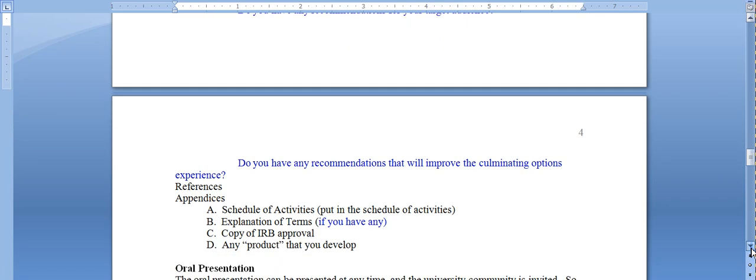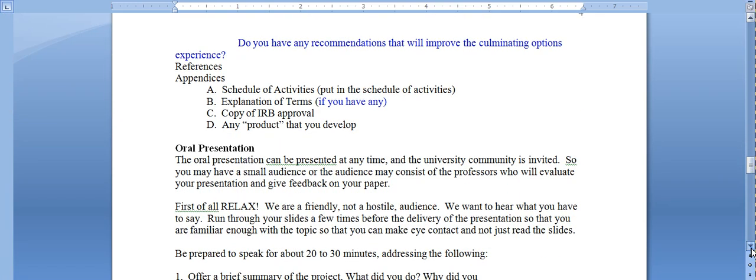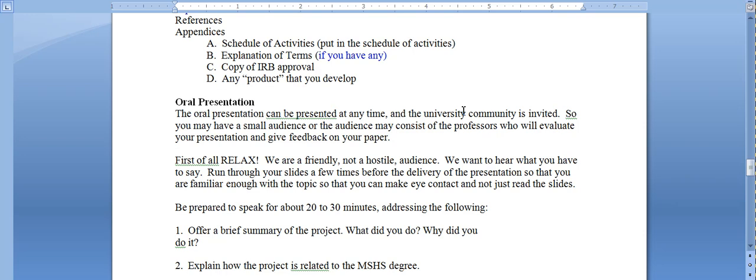Then you're going to have your references, and you're going to have your appendices, which will include the schedule of activities, explanation of any terms, copy of your IRB approval, and any product that you develop. I'm going to stop here, and then I'm going to go over the oral presentation.